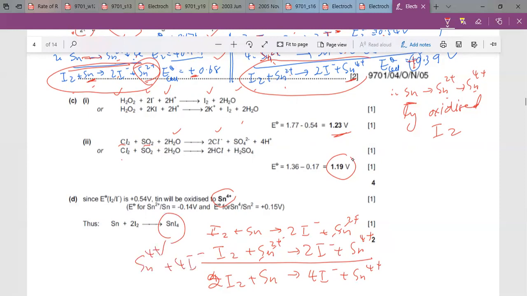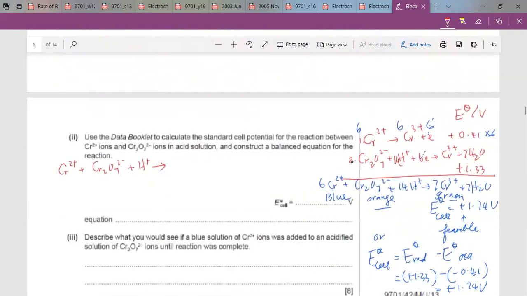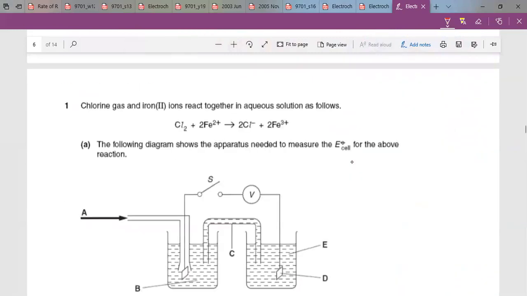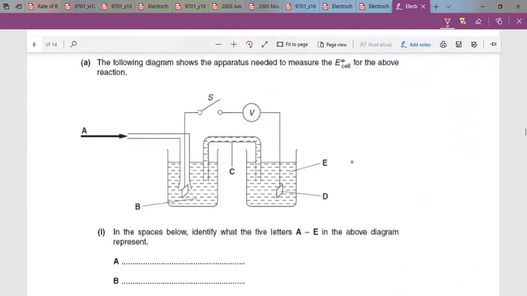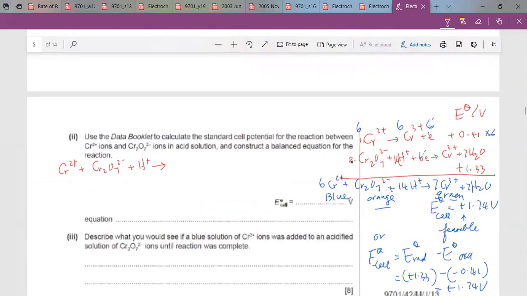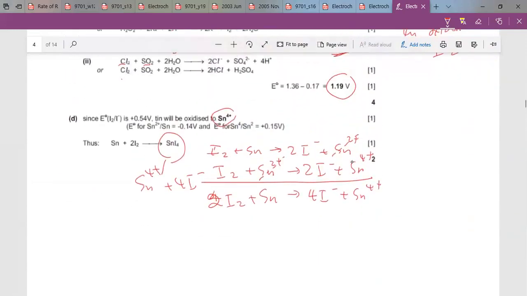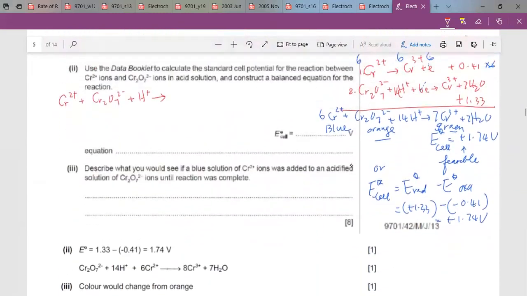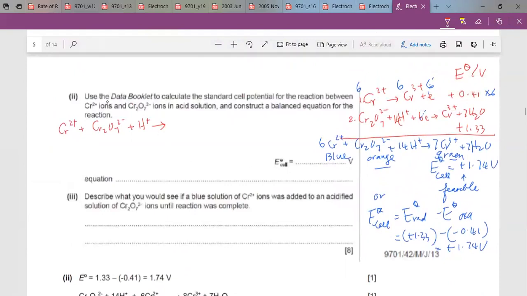Okay. So I cannot do everything here, but okay, one more before we end. Okay, this one here, right? Because the rest of them are okay. Here one more. See, all of them are the same. Here, use the data booklet to calculate the standard potential for these two reactions. Okay, construct the balanced equation. So remember Cr2 plus, now this plus 6, this plus 2.